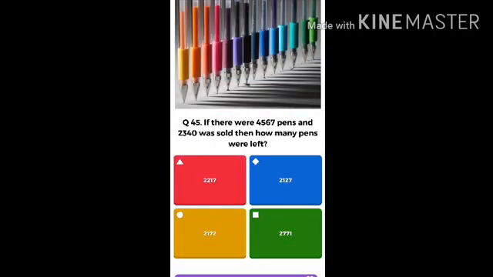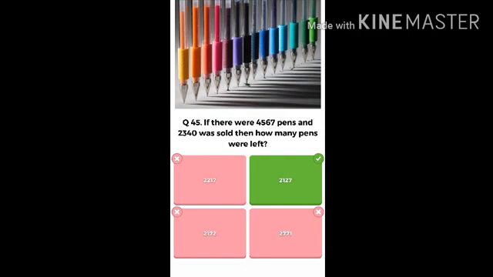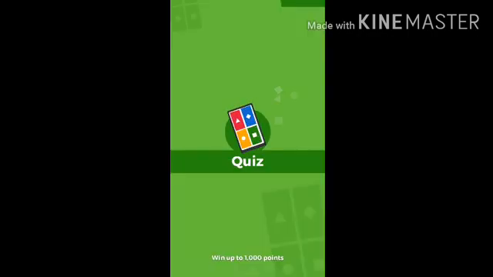If there were 4567 pens and 2340 were sold, then how many pens were left? Here you can see the word left. It means to take away. It means we need to subtract 2340 from 4567. And the answer is 2127.